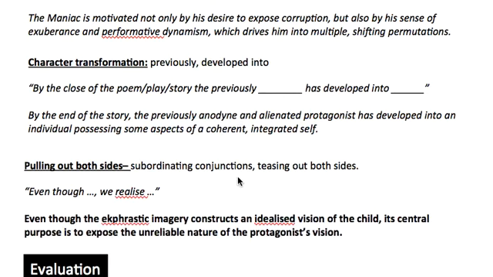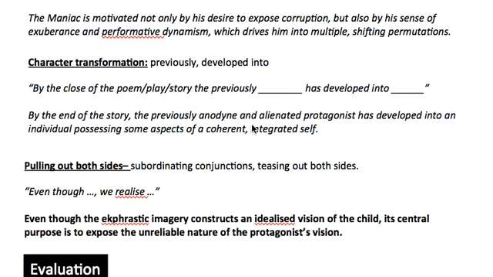Then you have character transformation. You could talk about a particular individual and how they transform across the text. So by the close of the play, the poem, the story, the previously something individual has developed into a something. And so here's an example dealing with Fight Club.